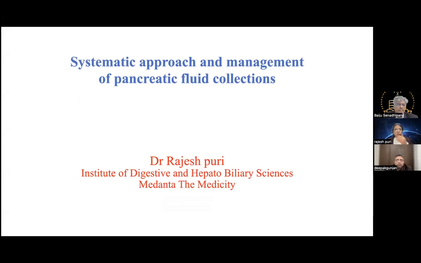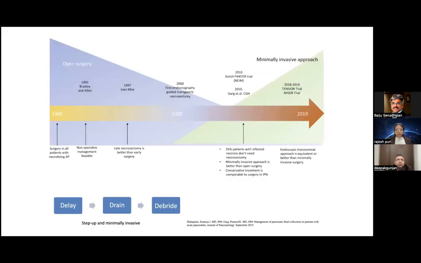Okay. I'm not sure this topic has been covered in the past or not, but all these pancreatic endotherapy is very close to my heart. And I have a publication also on the pancreatic fluid collection. So how to approach these patients and how to manage this is very important.